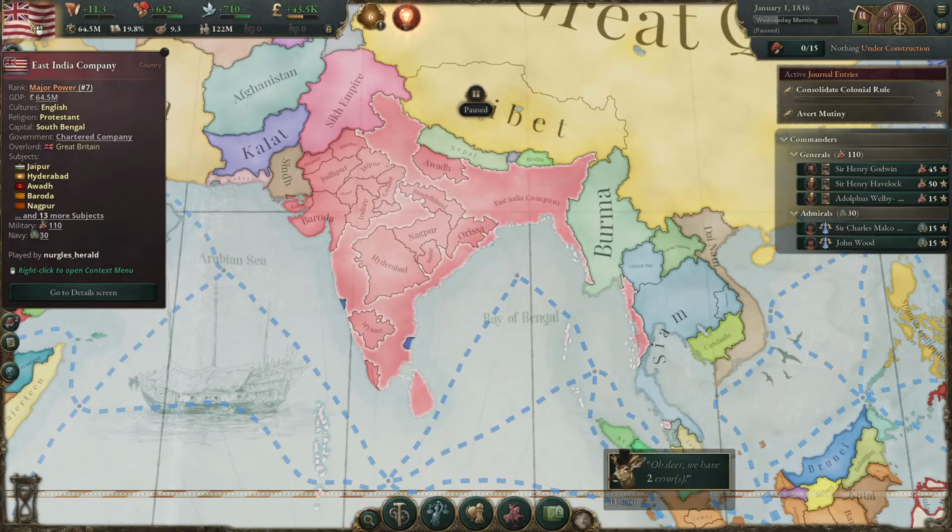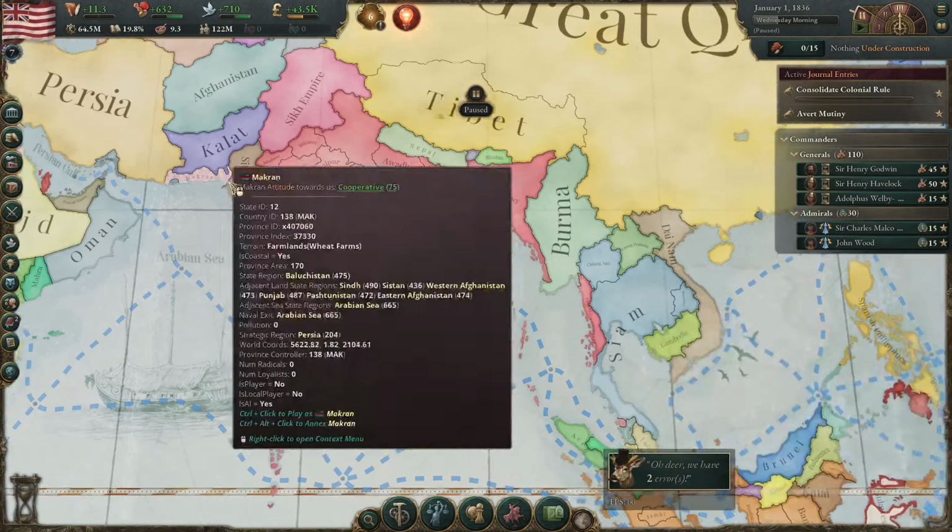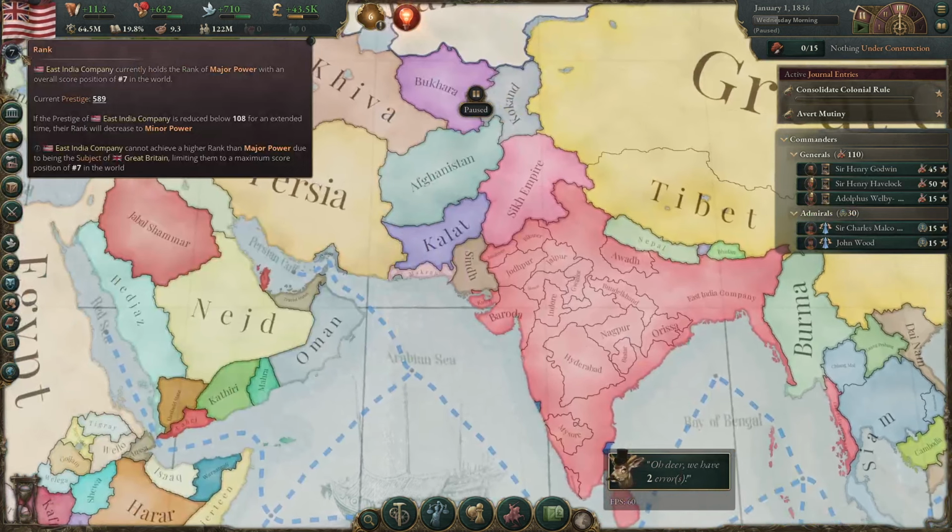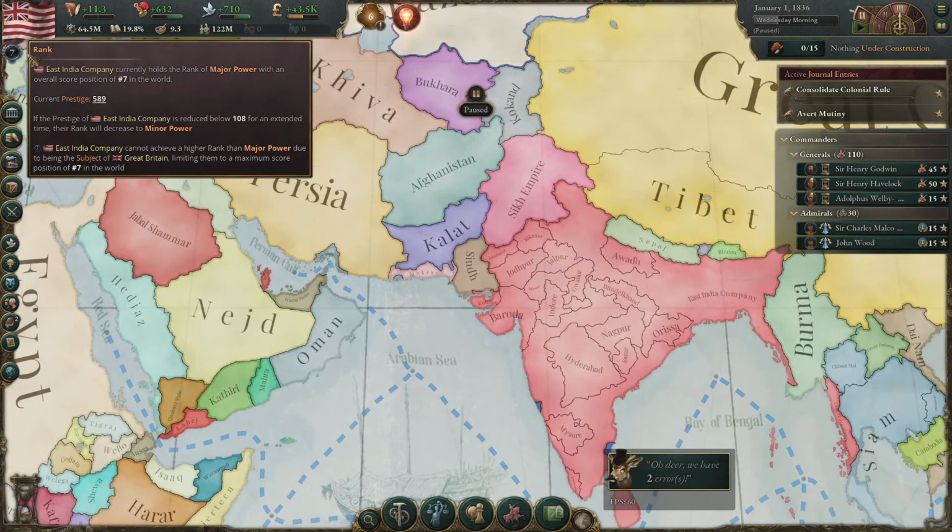So what's going on with the East India Company? Why do I say it's one of, if not the strongest tag in the game? Well, let's first just assess where it would be if it was an independent country, because keep in mind that this rank is limited. If you're ever a subject of anybody else, you can't be a great power. You can't be a higher rank than your leader.